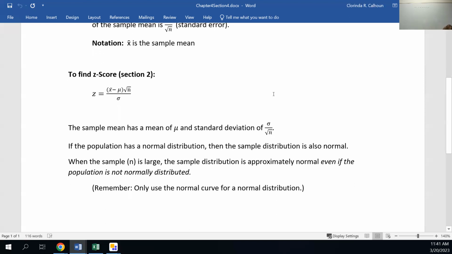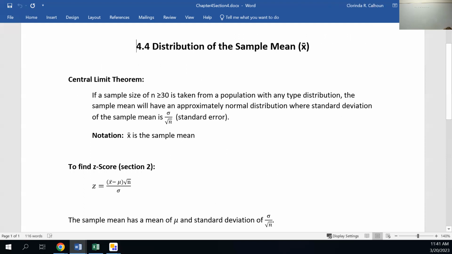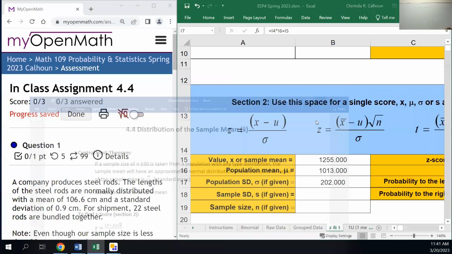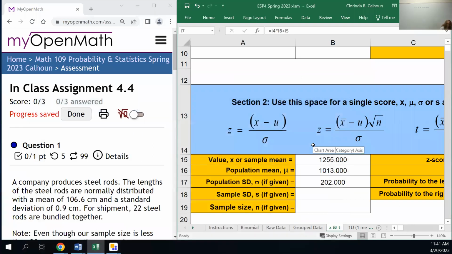Okay. All right, so let's go to this in-class assignment and look at these problems. We are looking at section 2 right here. We're on this formula, the one in the middle.